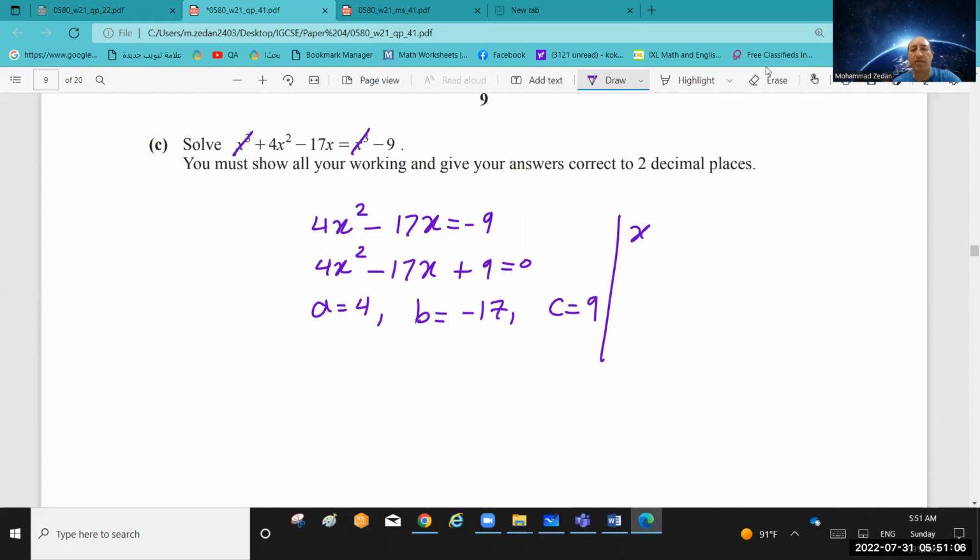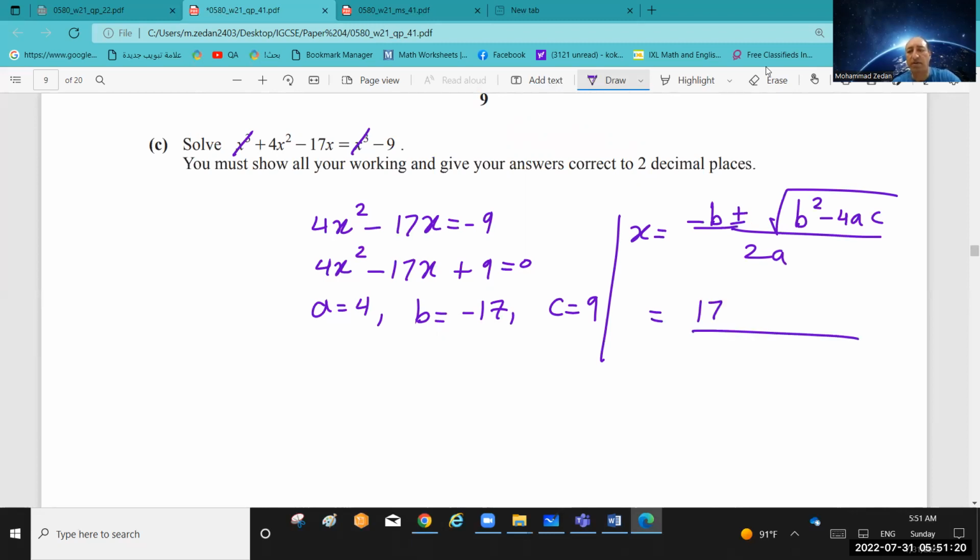You remember that the quadratic formula is x equals negative b plus or minus the square root of b squared minus 4ac, all over 2a, and just substitute now. So 17 plus or minus the square root of 17 squared minus 4 times a, which is 4, times c, which is 9, all over 2a, 2 times 4. Now x is 17 plus or minus the square root of, you can find the square root of 17 squared minus 4 times 4 times 9. Yeah, 145.